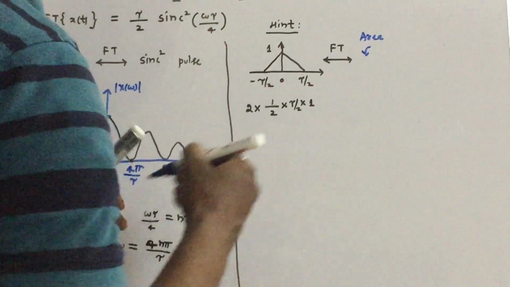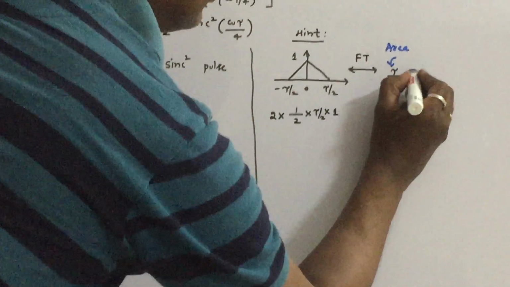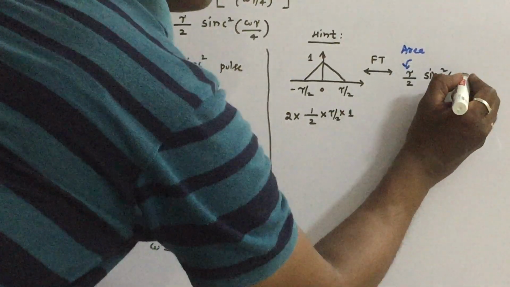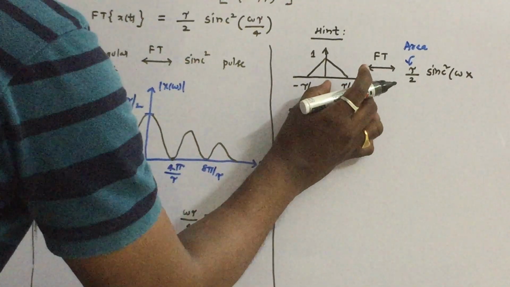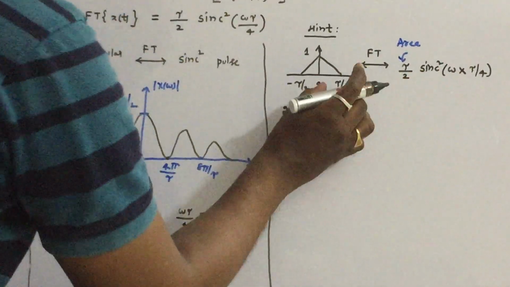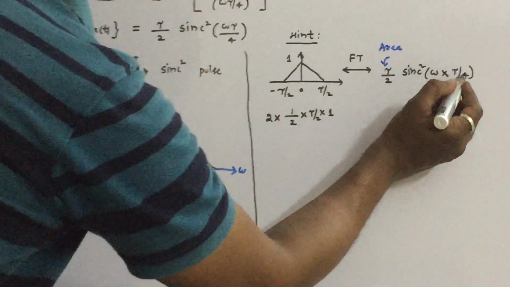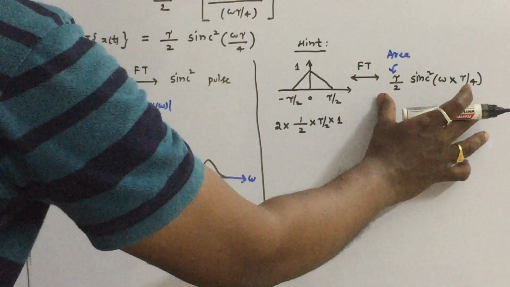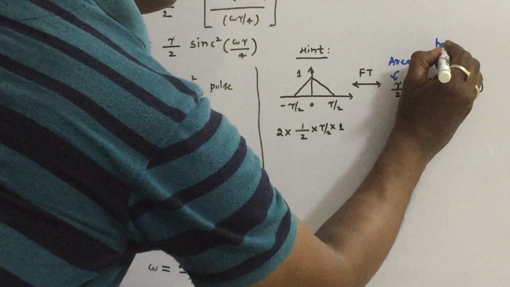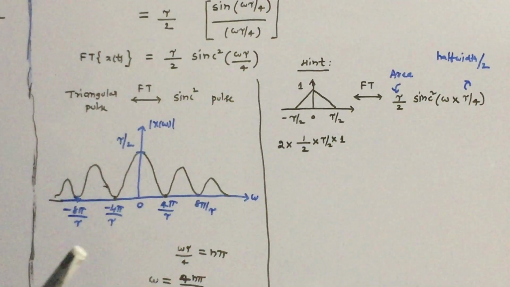What is the area? The area of this triangle is tau by 2 sine square omega. Remember that up to sine square omega is common. So multiplied by what is the half width? Tau by 2 divided by 2. Remember that divided by 2. In rectangular pulse just we write half width. We have to again half the half width. So that is tau by 4 we have to write. So this is the answer you have to remember. So here we have to write half width divided by 2. So that is tau by 4.